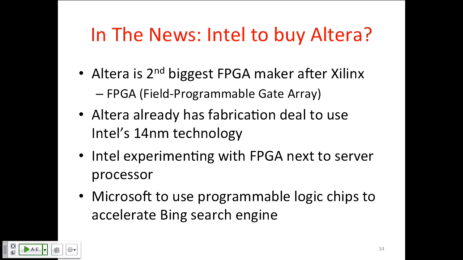So the cool thing is you can change what the chip does later. The issue is that it takes a lot more area and power to do it that way than just fixing it ahead of time. What's interesting here is that, well, apart from that, the people excited by this is Altera is the second biggest maker after Xilinx, which is the biggest FPGA maker. It's a very big company. They already agreed to use Intel's 40 nanometer technology to fabricate these FPGAs.